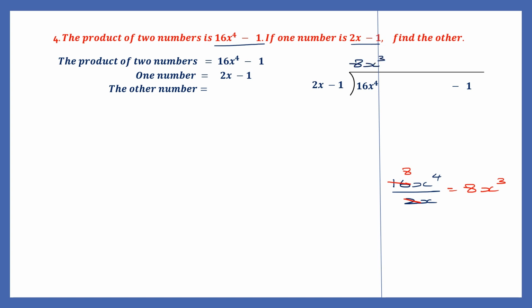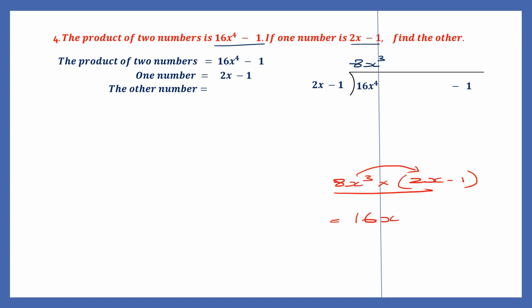Now we need to multiply 8x to the power of 3 into each term here. So let's do that. That's 8x to the power of 3 into 2x minus 1. So first multiply these two. 8x to the power of 3 into 2x. 8 2s are 16. X to the power of 3 plus 1, x to the power of 4. Now multiply this into minus 1. That is minus 8x to the power of 3. So this answer that you have got here, you must write it below this. So let's write 16x to the power of 4 minus 8x to the power of 3.